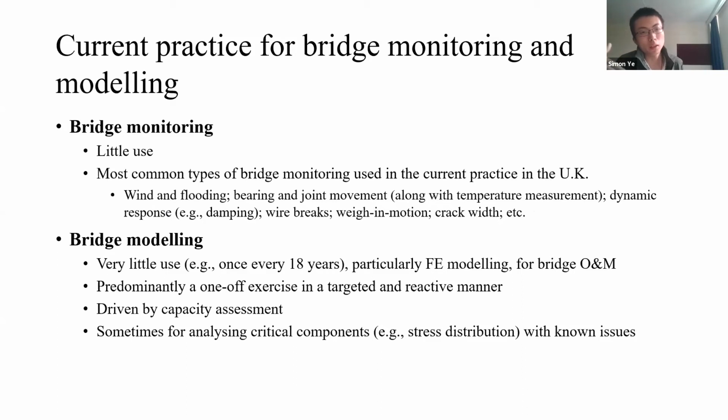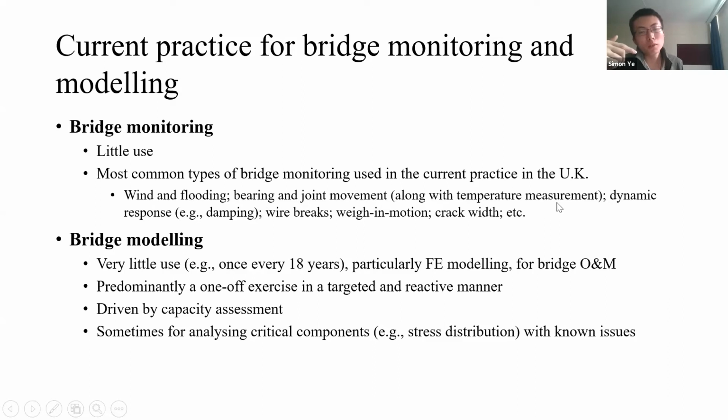So basically, if that wind speed or flood level is above that level, some actions need to be taken. For example, if the wind speed is too high or the flood level is too high, then you probably need to close the bridge for safety reasons. So that's a very straightforward approach. The next one is bearings and joint movement along with temperature measurement.